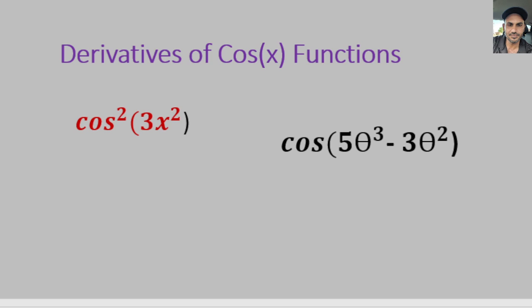Hello everyone, in this video I'm going to work on a couple of derivatives of cosine functions. So we have our examples: cosine squared of 3x squared and cosine of 5 theta cubed minus 3 theta squared. So let's go ahead and work on these examples. The first one is cosine squared of 3x squared.